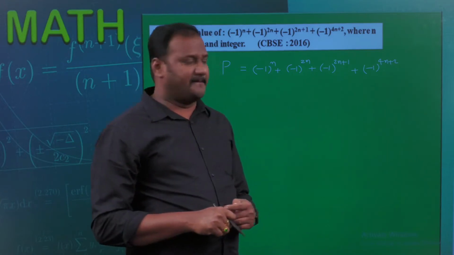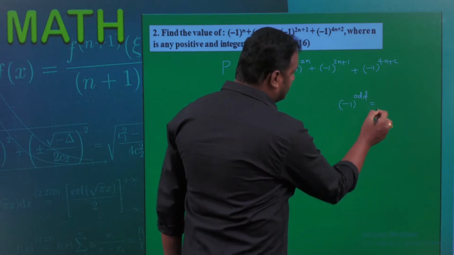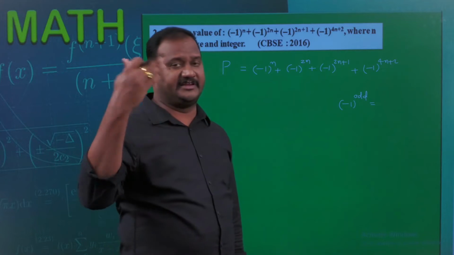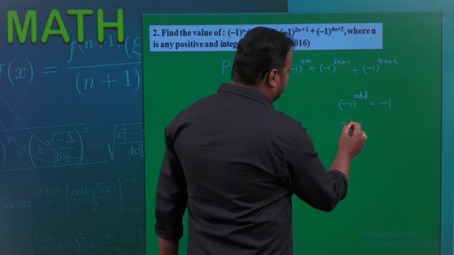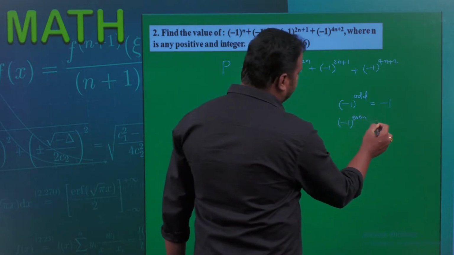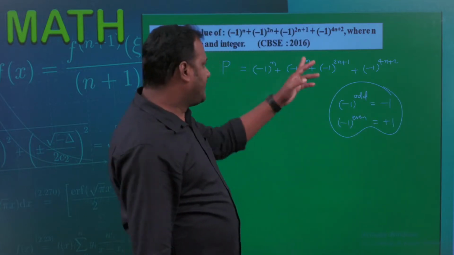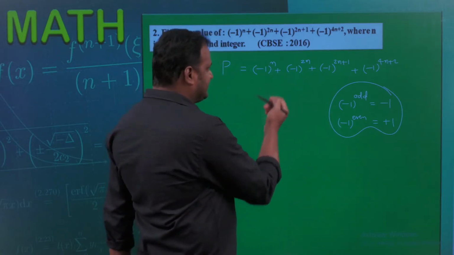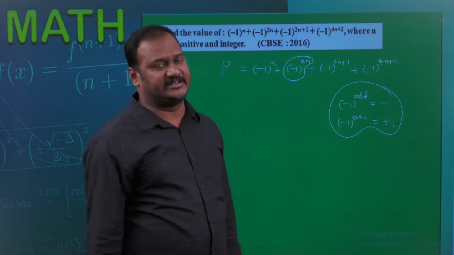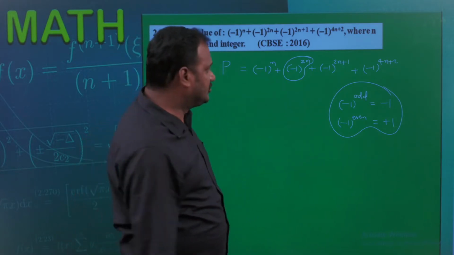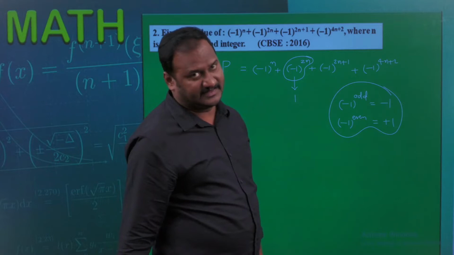You know how? Minus 1 to the power of any odd number will be minus 1, because minus power any odd number will be minus. Minus 1 to the power of an even number is always plus 1. Given these two conditions, I am going to rewrite the given problem. What is (-1)^(2n)? 2n is the general form of an even number, isn't it? So, minus 1 to the power of even will always be positive 1, right?